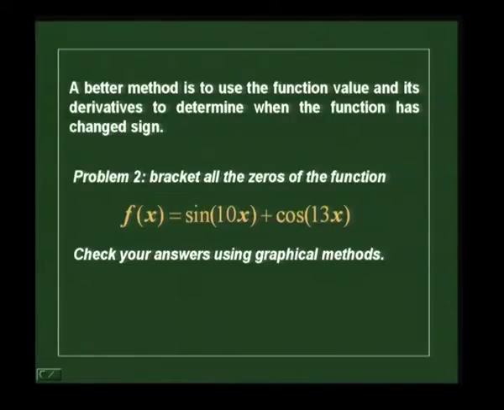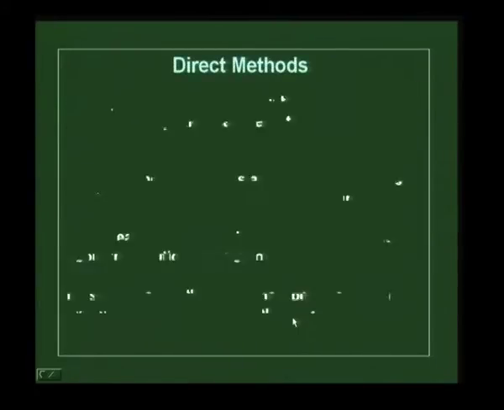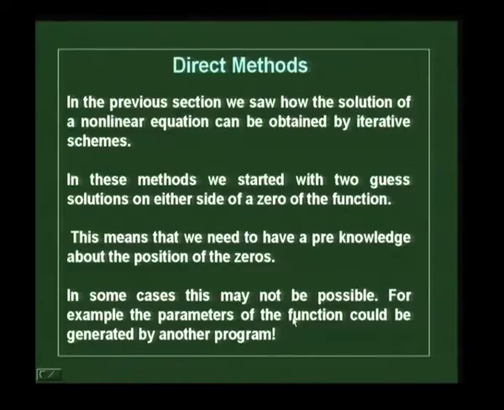Again, there's one more problem here. So we'll try to bracket all the zeros of this function, not the solution, just bracket all the zeros, by some method using different step sizes: sine 10x plus cos 13x. Don't try to solve for it, just bracket it, and then plot this function and see whether you have obtained all the zeros. This is just to demonstrate the problem with the step size determination, or to get a feel for it.